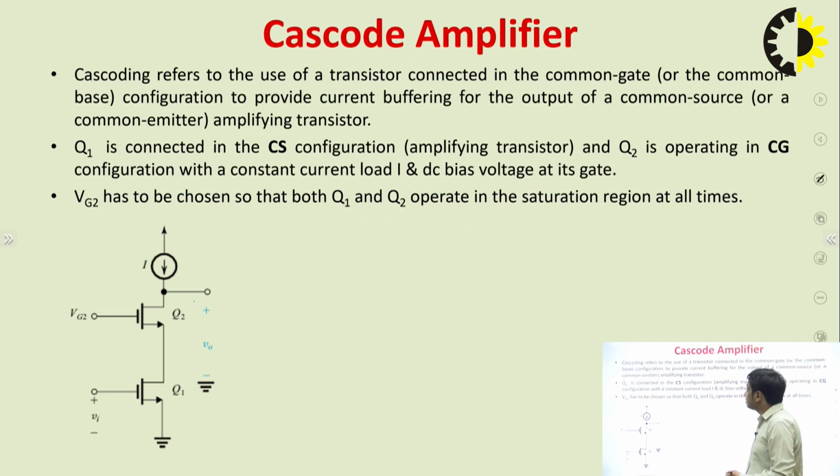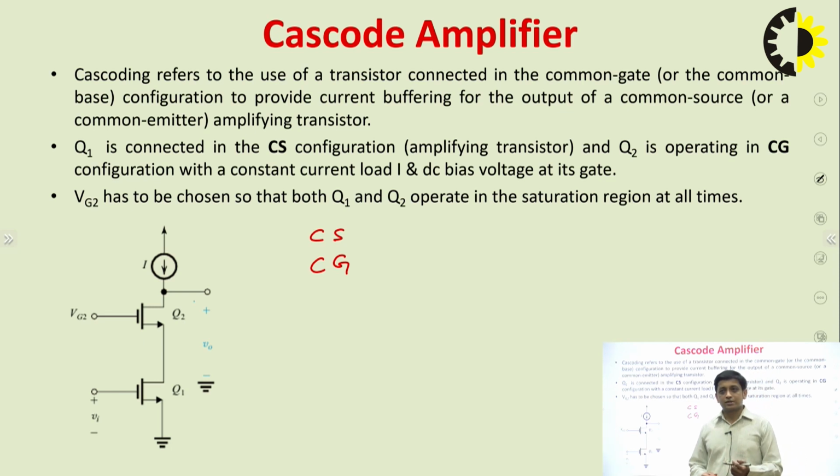So starting with the Cascade amplifier. Firstly we need to understand what is Cascade amplifier, what is the need of Cascade amplifier. Before that we should be able to understand the common source amplifier, in short called a CS amplifier, and common gate amplifier. Individually we need to understand that, like in MOSFET there are three configurations: common source, common gate and common drain, and in BJT there are three configurations: common emitter, common base and common collector.